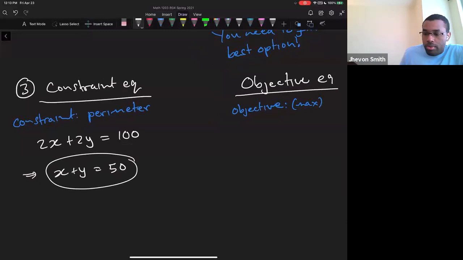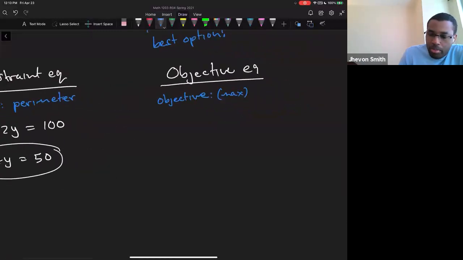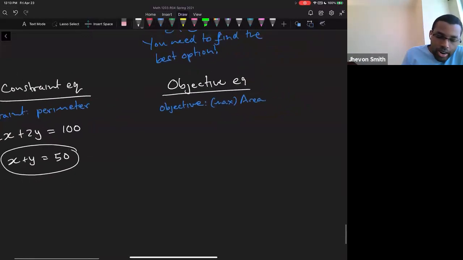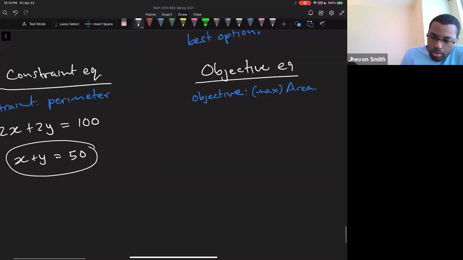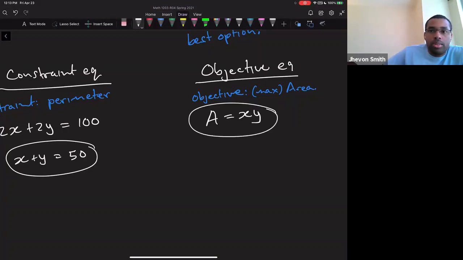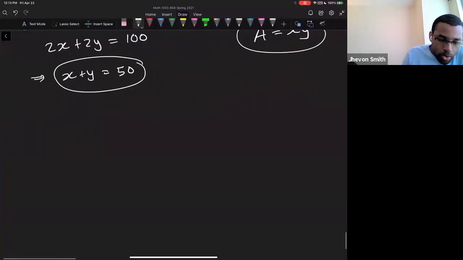Now, what is the objective? Well, the question kind of said it plainly. You want to maximize area, which means an area equation should be your objective equation. So, of course, here with the rectangle, area equals length times width. So that's your objective equation. Notice that that is a function of two variables, x and y. That is no good. So that leads us to step 4, where we're going to get the new objective.